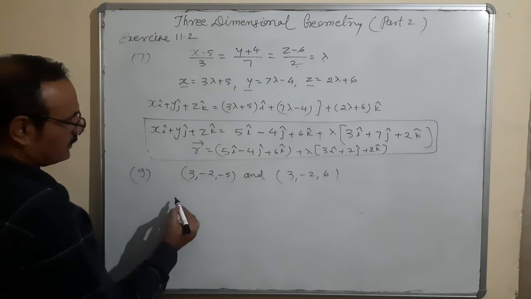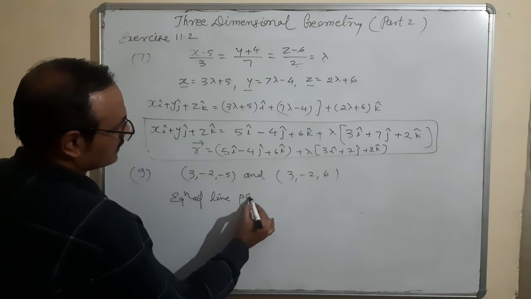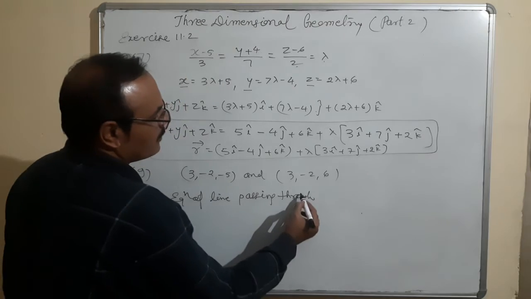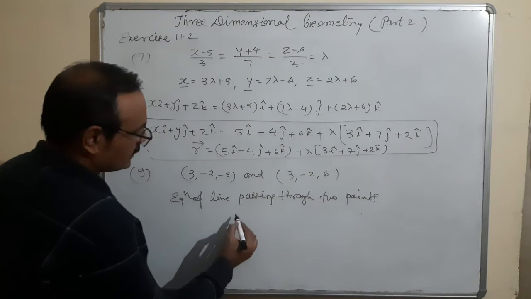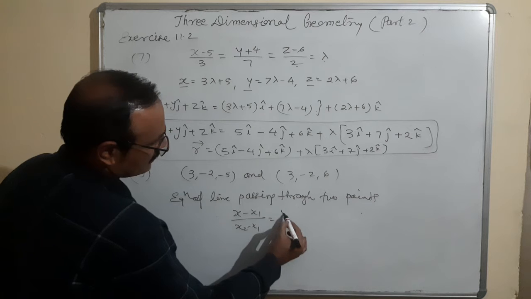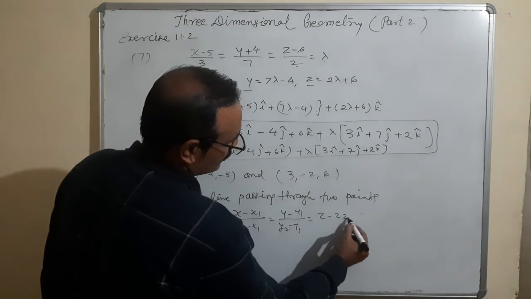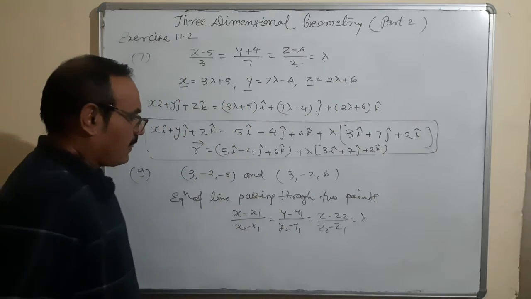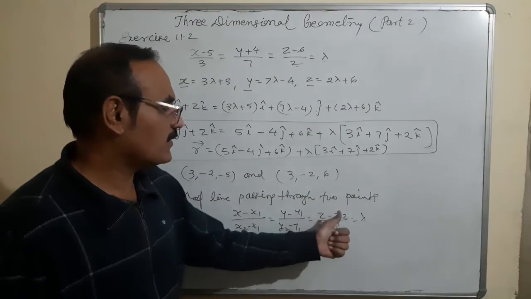Simple formula, equation of line passing through 2 points. I have derived this formula. Sorry. So x minus x1 upon x2 minus x1, y minus y1 upon y2 minus y1, z minus z1 upon z2 minus z1. Not to worry about that. These are the direction ratios and these are the points from where the line is passing.